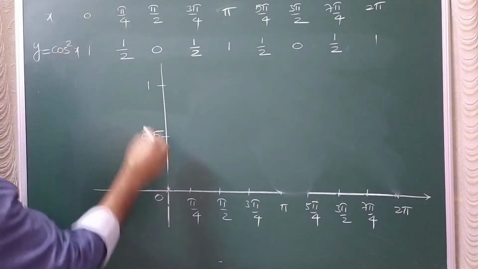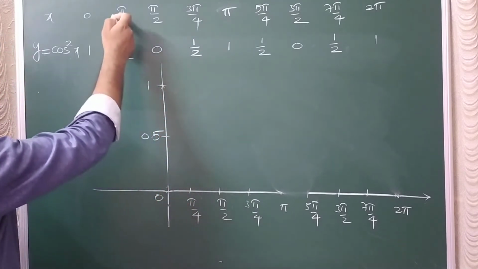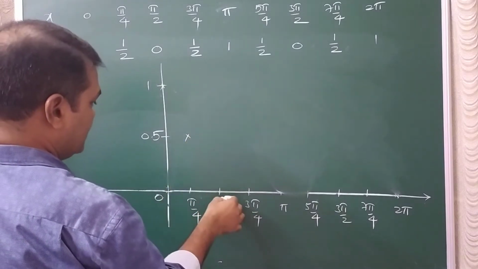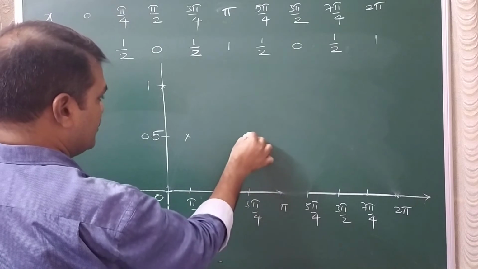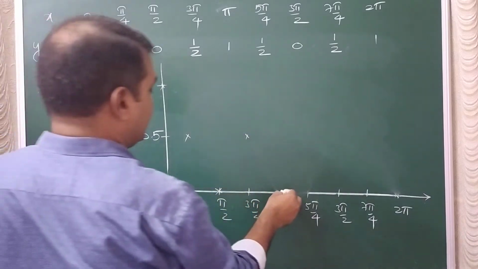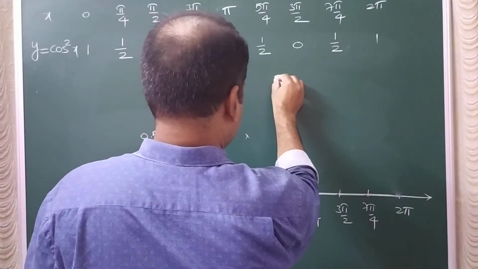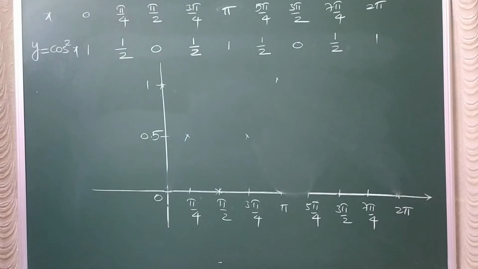At x is equal to 0, y is 1. Next, at x is equal to pi by 4, you got 1 by 2. Pi by 2, you got 0. 3 pi by 4, 1 by 2. At x is equal to pi, 1. Okay, for 3 pi by 2, we got 0. Next, 5 pi by 4, we got 1 by 2.